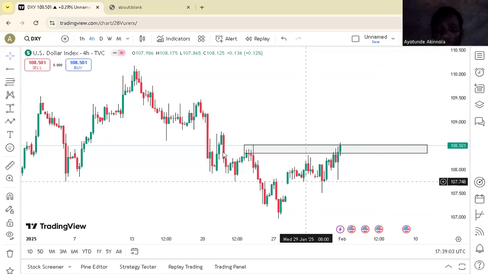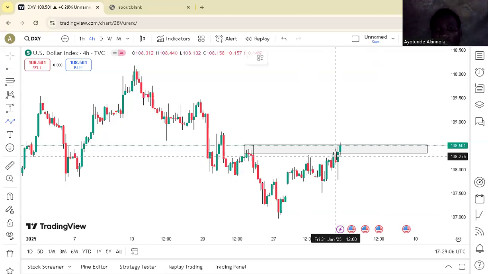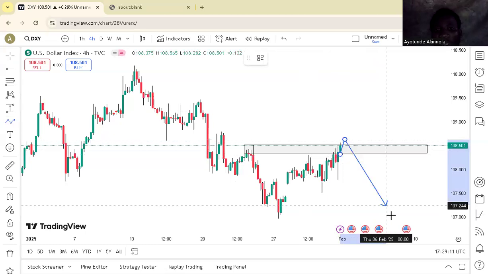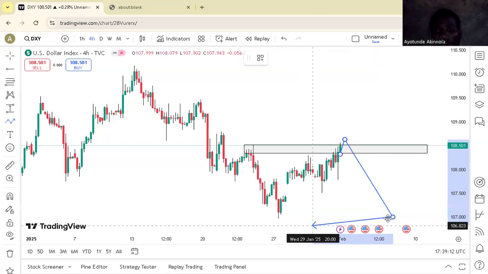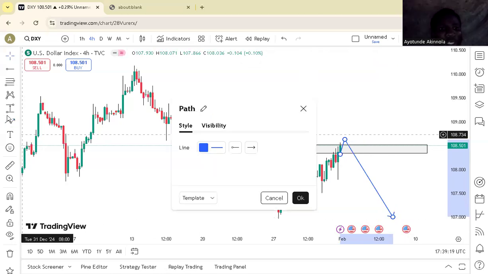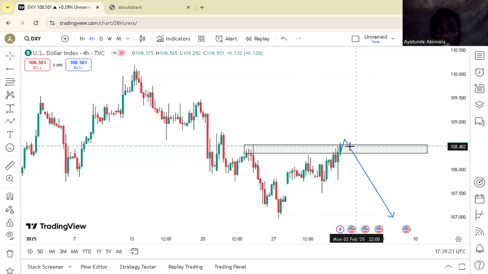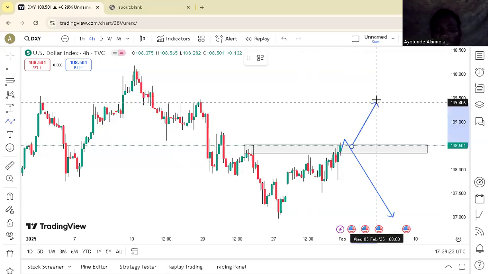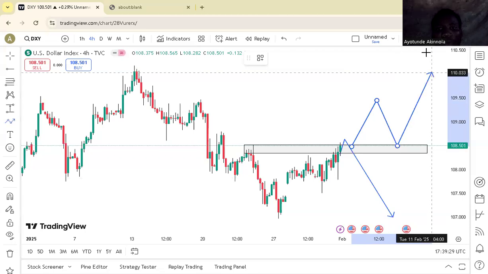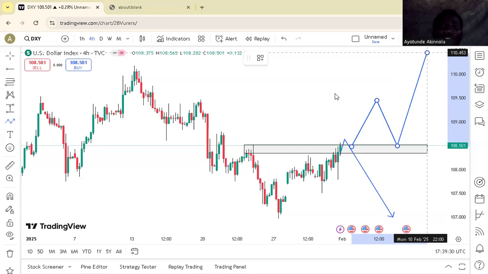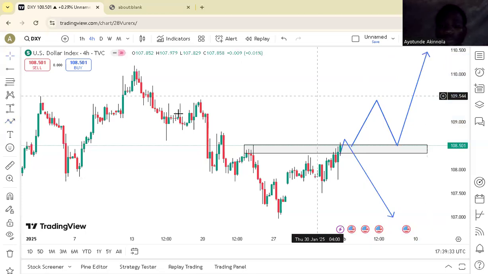two perspectives. The first one is we can see something like this. This is one. The second one is price can do this, come down here, back, then boom, follow through. So these are the two things on dollar.